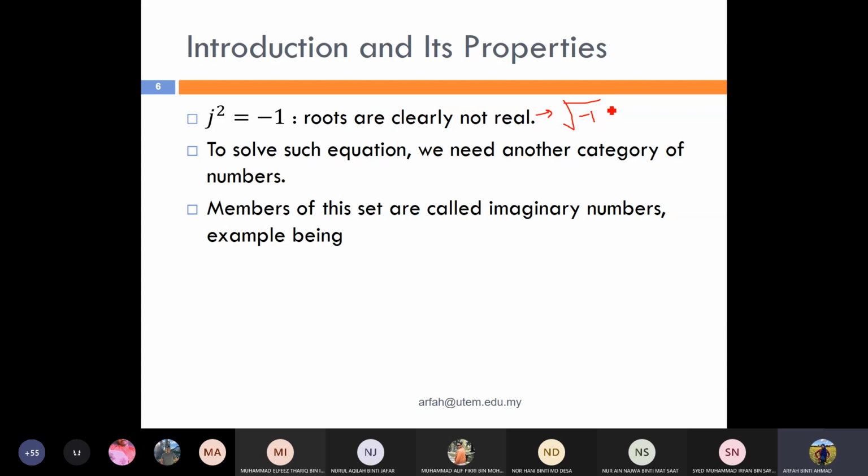So slide masih intro ke? Kenapa Azri? Slide masih intro, yep.